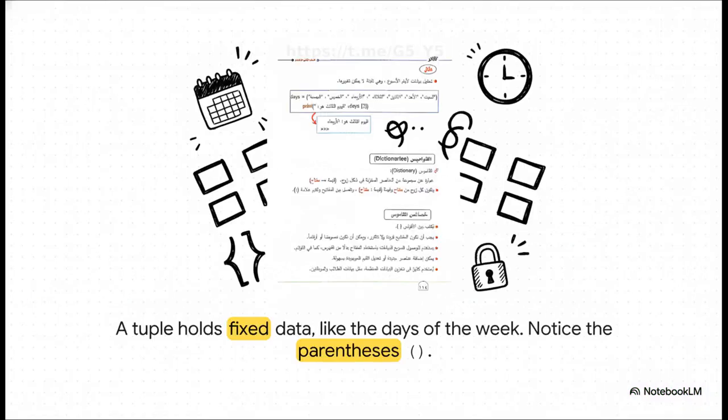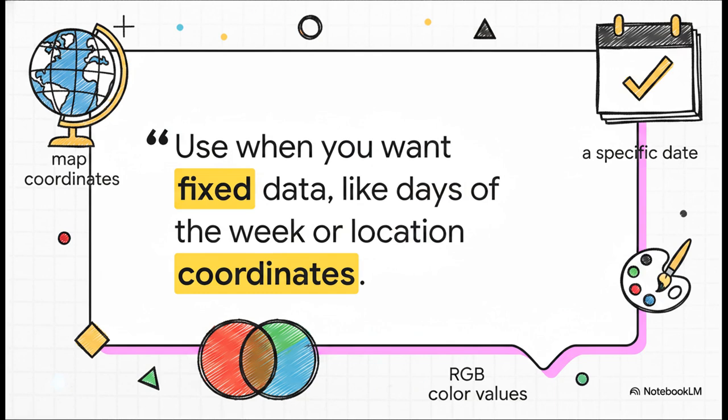Just take a look at this code. It's a list of the days of the week. That's a perfect example, right? Because we're probably not adding an 8th day of the week anytime soon. And notice the syntax. See the parentheses, the round brackets? That's how you tell Python, hey, this is a tuple. This data is permanent.